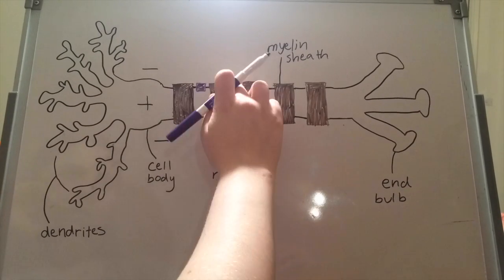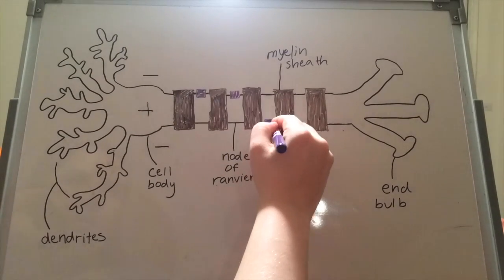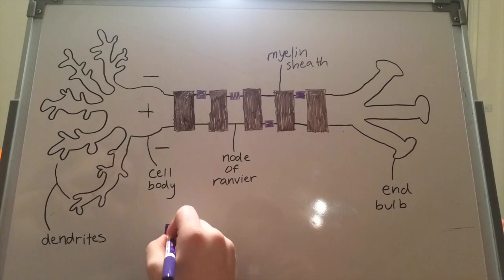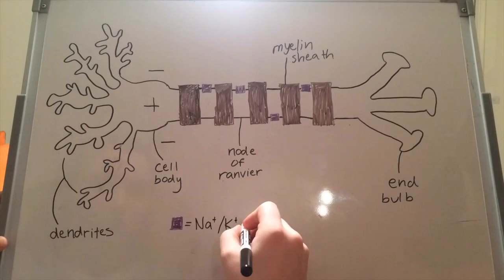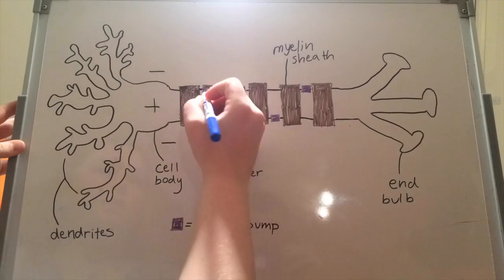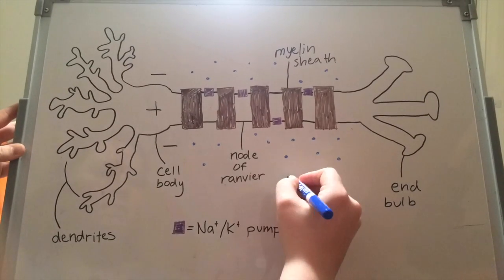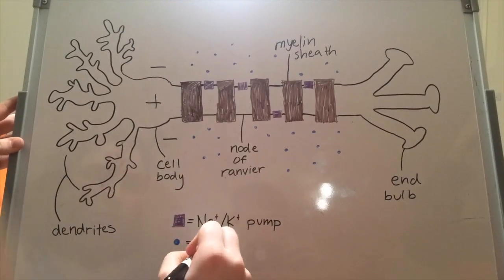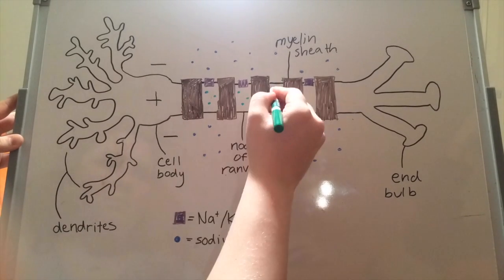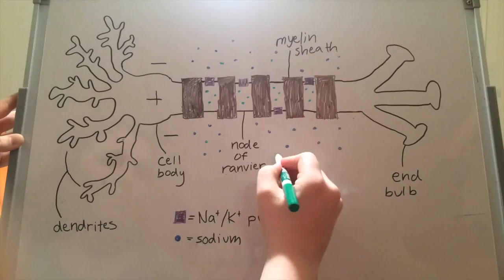Before stimulus occurs, the neuron is at resting potential. At resting potential, the neuron is negatively charged on the inside due to the negatively charged ions and proteins, and positively charged on the outside. Because of the permeability of the membrane, more potassium ions diffuse out of the cell than sodium ions diffuse in, meaning more positive charges leave the cell than enter it.